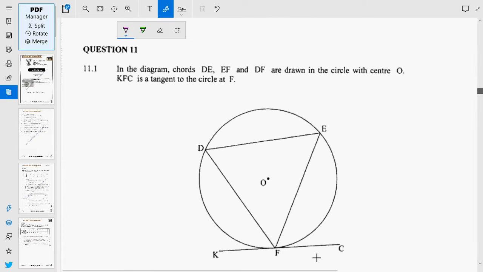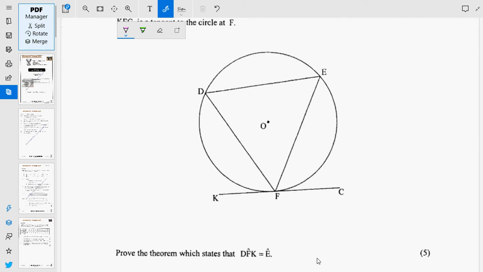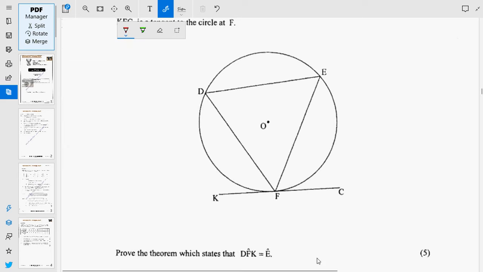And question 11 is also a little bit tricky. Now, the first question here asks us to prove the tan-chord theorem. So they're asking us to prove DFK. So that is simple. That is simple bookwork there. This proof is given in your notes, and you are required to remember it.